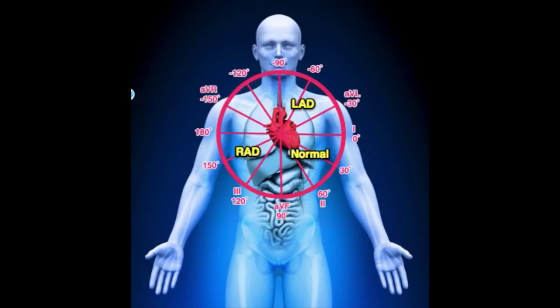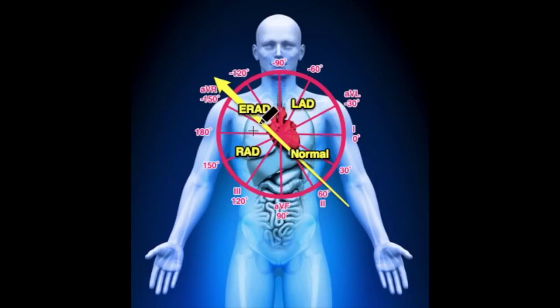So we got right, we got left, we got normal. So what will we call what's left? Well, what's left would be an axis deviation that kind of looks like this. Okay? And if you ever see an axis that looks like that, that is known as extreme right axis deviation. And it's rare. You're not going to see it very often. I wouldn't say never, but you're not going to see it very often.